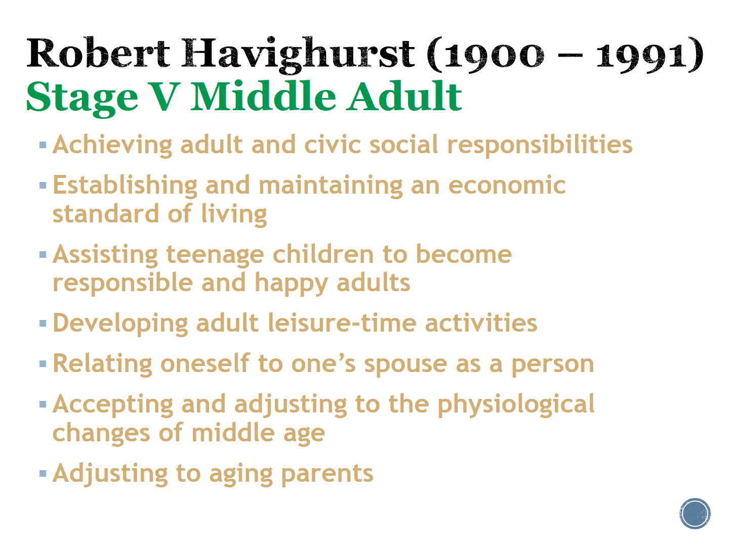In the middle adulthood stage, adults should be achieving civic and social responsibilities, which is a common thread that kind of runs throughout all of Robert Havinghurst's theory for all three levels. They should also be maintaining their economic standard of living.